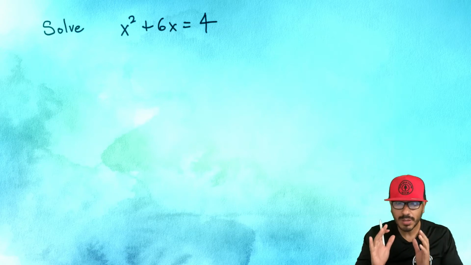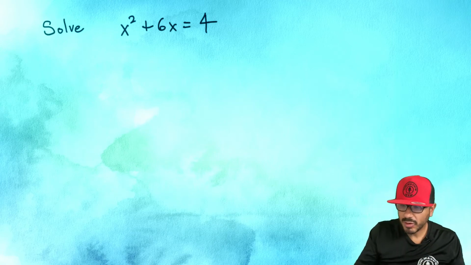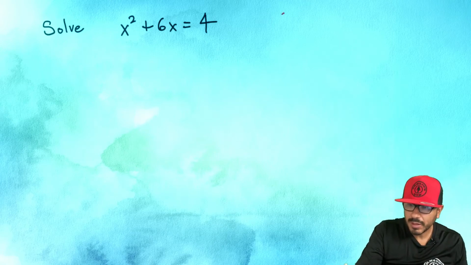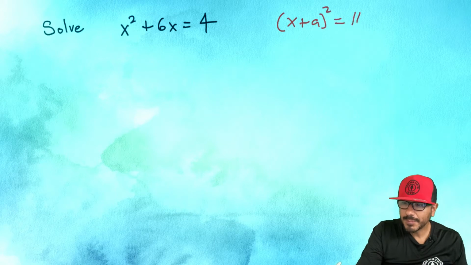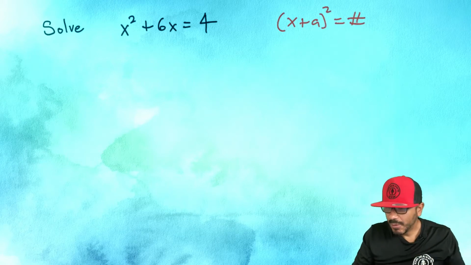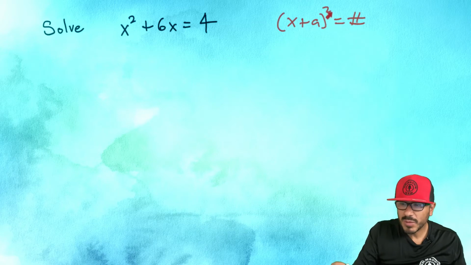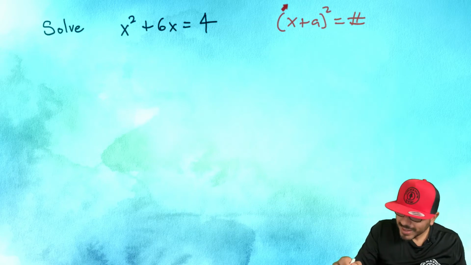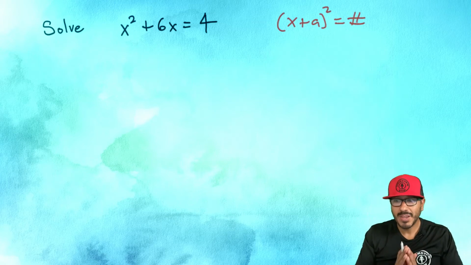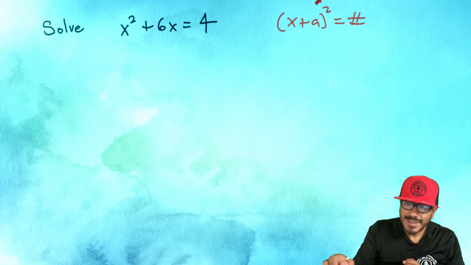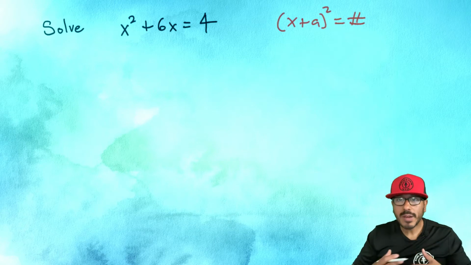So what is my goal? Let me write my goal: I want something along the lines of x plus a, squared, equaling some number. I want it to look something like this, because once I have that square there, I know I can take the square root of both sides to get rid of that square. So how do I create this? That's what I'm going to talk about.